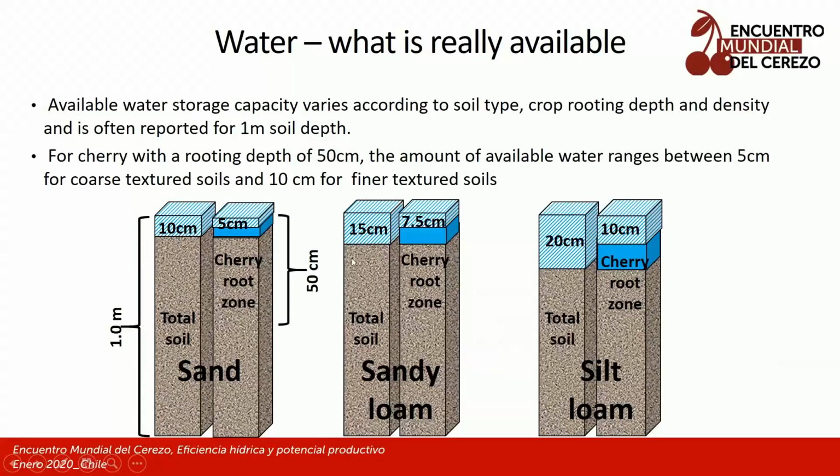can see here. For sweet cherry, with a hypothetical 50 centimeter rooting zone, we were going to estimate available water storage capacity values to be between 5 centimeters for coarse textured sandy soil and 10 centimeters for a finer textured silt loam.